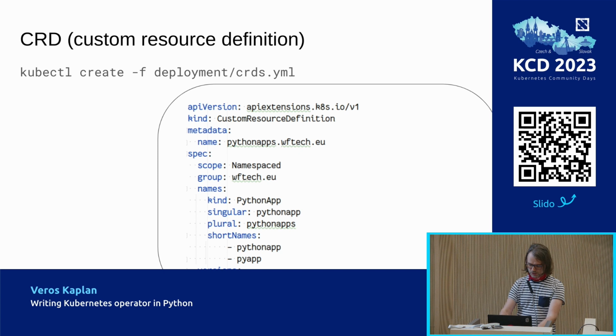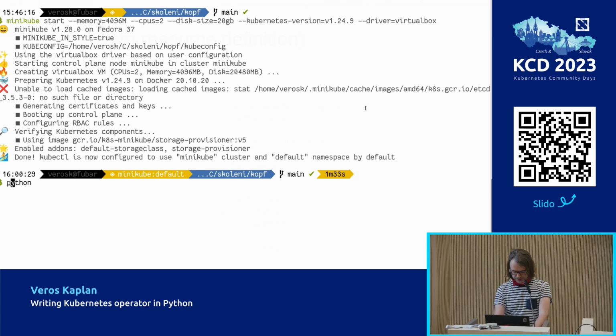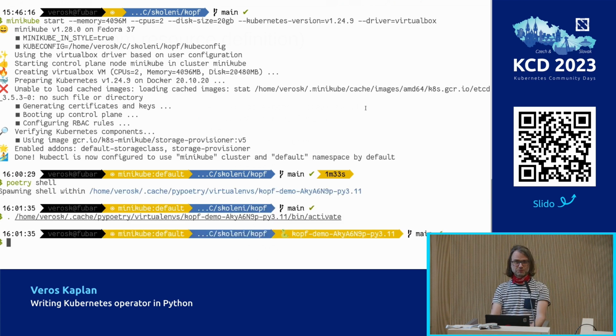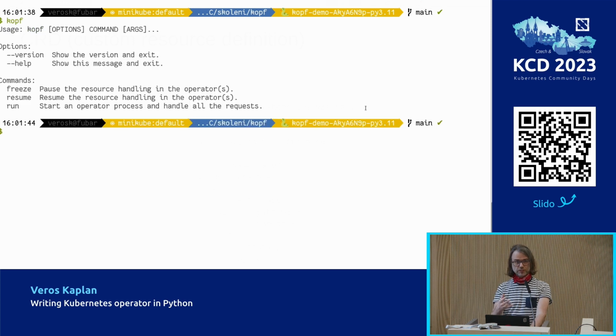So at the beginning, I should create a custom resource definition. So let's start. Yes, I need to start the virtual env. This is Python magic, which is the de facto standard. Now, I already prepared Kopf. I already installed it to my virtual env, so I can use it.